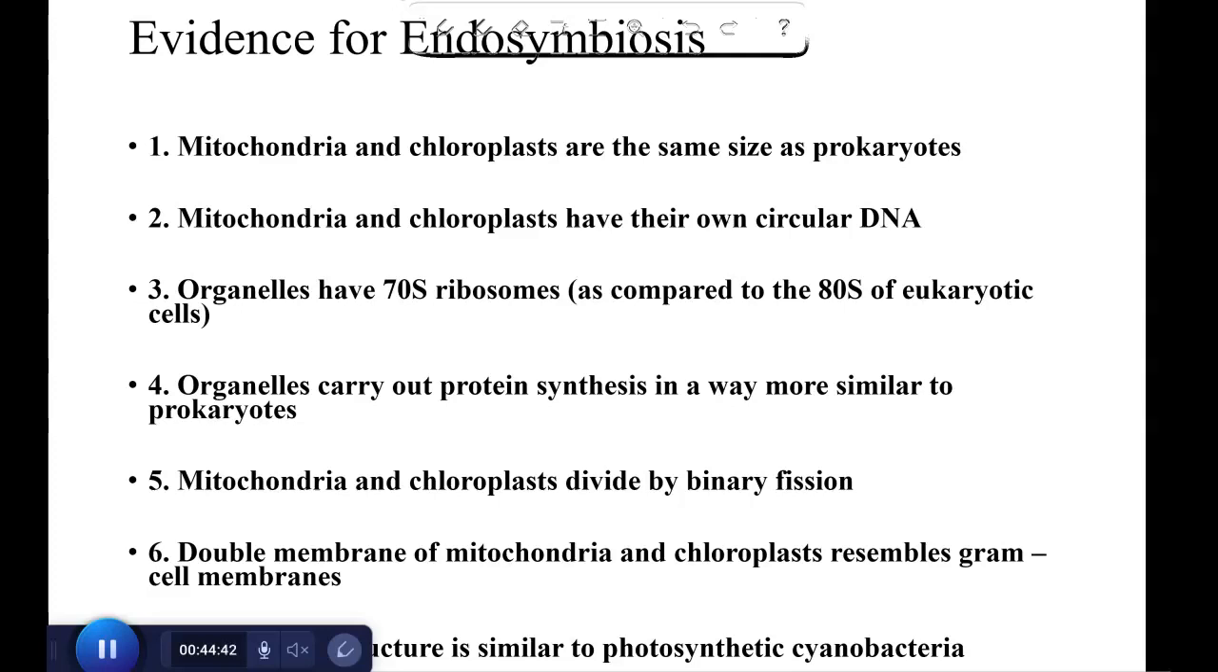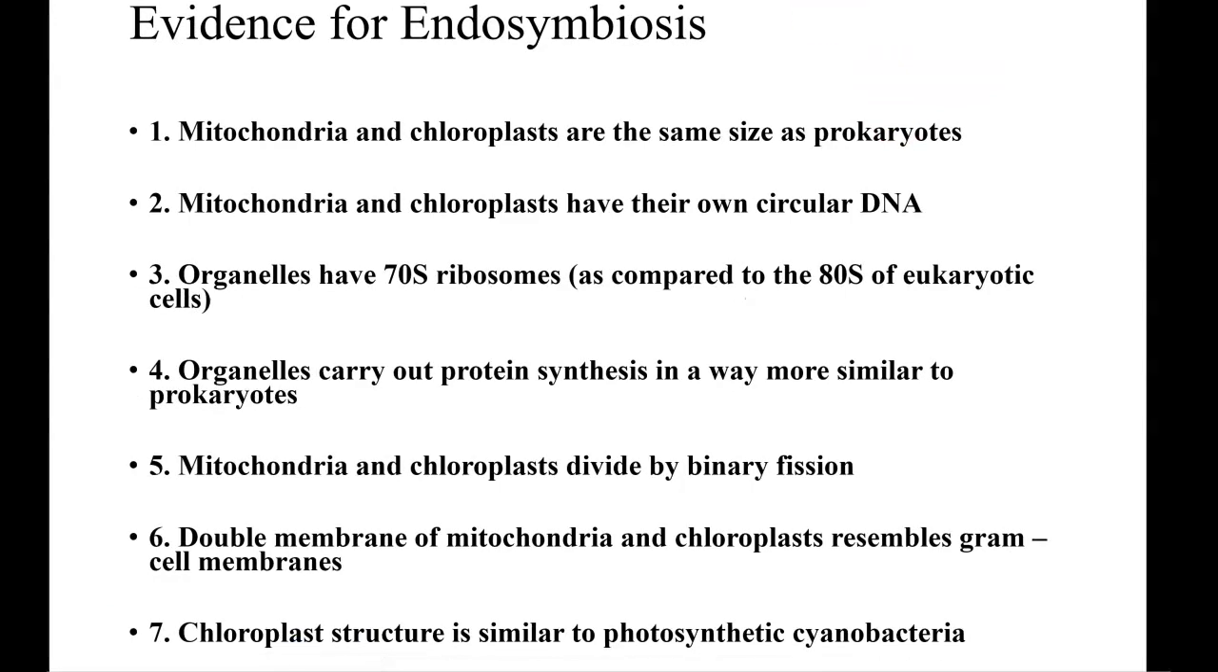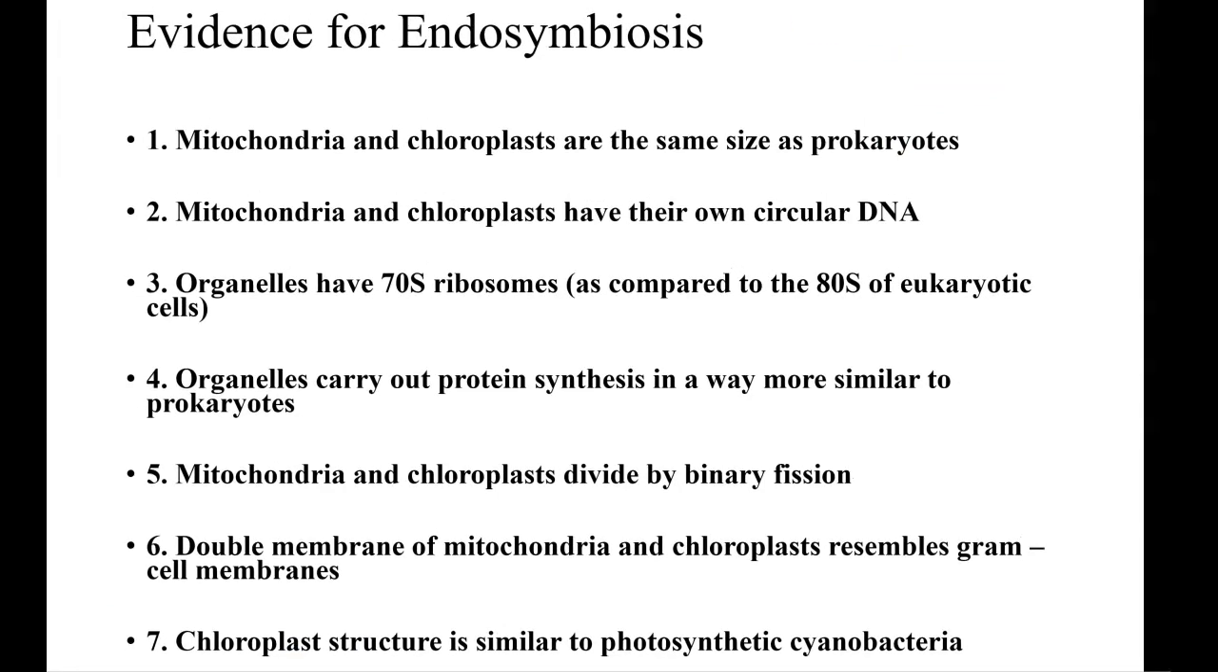Coming up soon, we'll talk about how bacteria divide. The way they divide is very simple. It's called binary fission, where they double their DNA and then split into two. Mitochondria and chloroplasts divide the same way. I also talked about that gram-negative cell membrane and cell wall, and the mitochondria and chloroplast have that similar double membrane to that gram-negative bacteria. And again, there are some other structural similarities, like the chloroplast is also similar to our cyanobacteria.